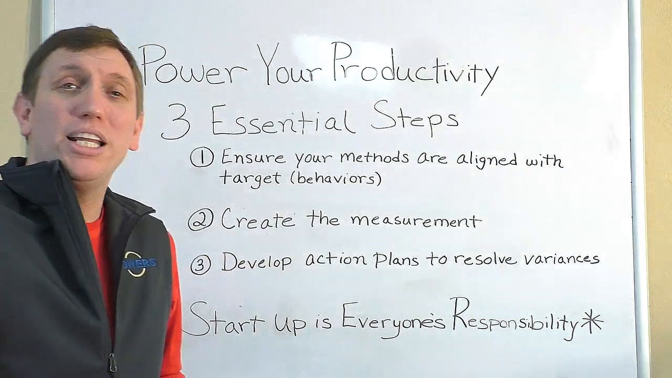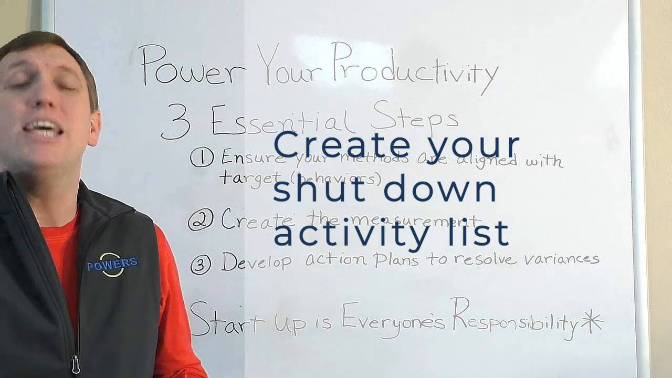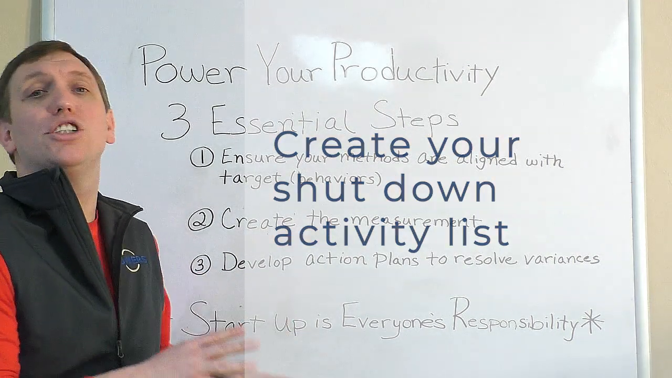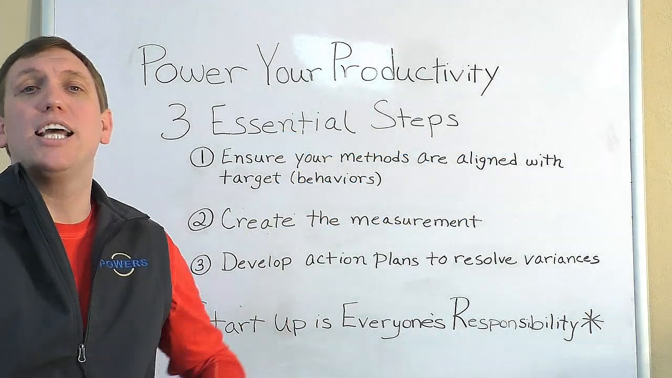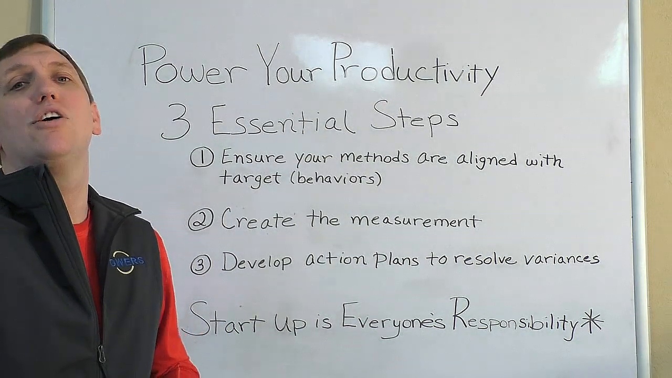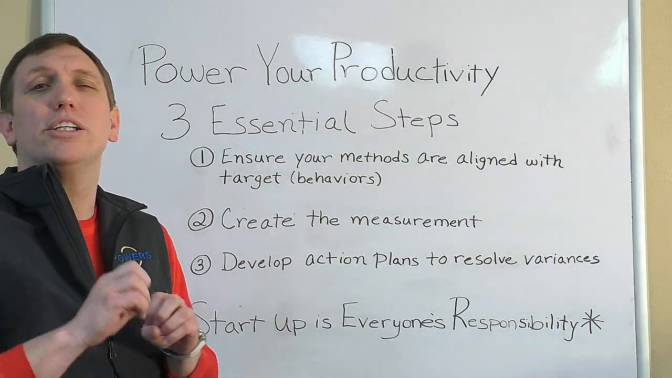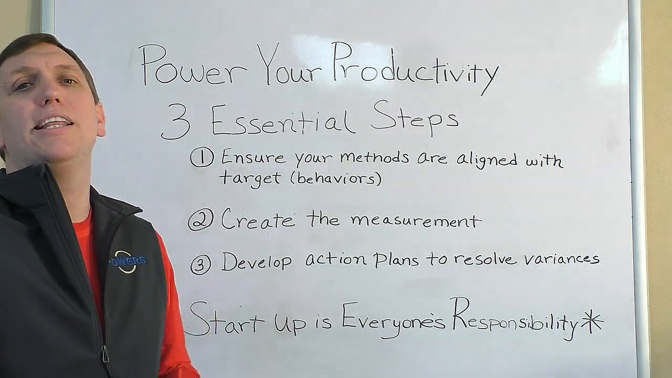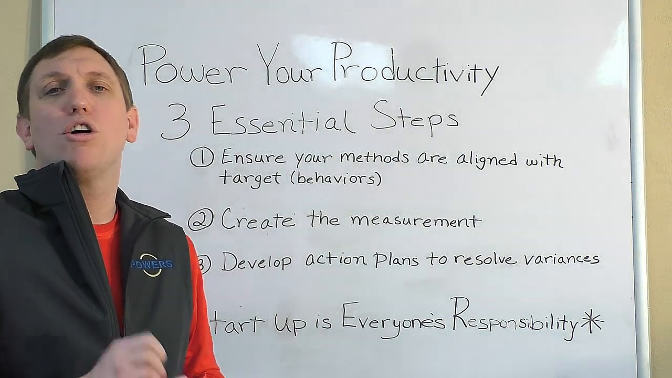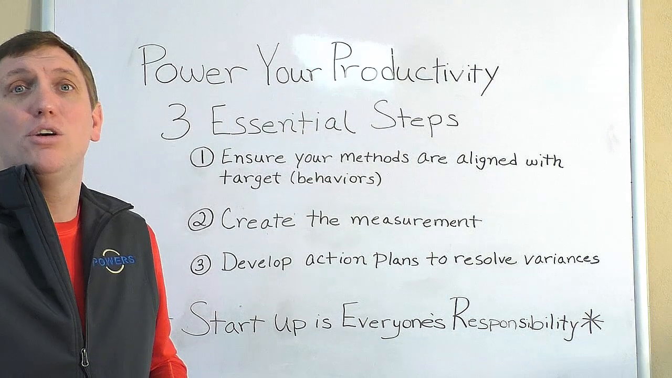So, the first thing that we need to do is create what our shutdown activity list looks like, okay? That will mean who needs to do what at shutdown, who needs to stage our areas, who needs to ensure that equipment is ready to go, that we've had maintenance involved, that we've had our testing done, that we're ensuring that when we walk in the next day we're going to be able to set up our lines the way that we need to and follow our setup activity list, okay?